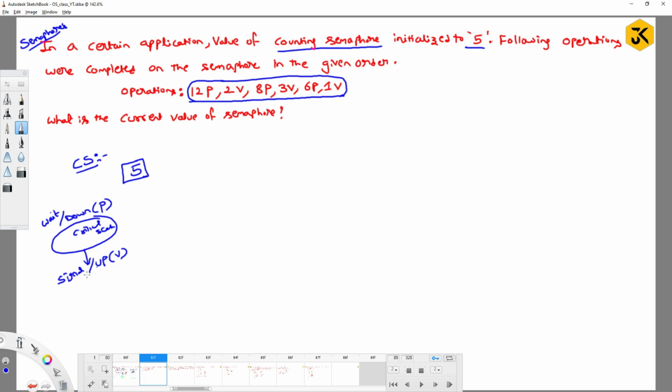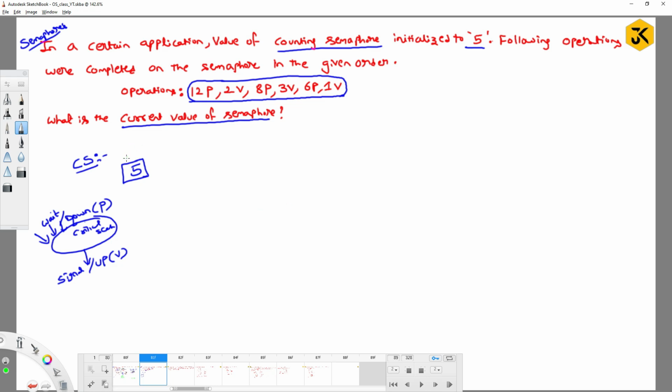Now what they are trying to do, on the outside of the critical section they are trying to perform the p operations, and on the other side of the critical section they are performing the up operation. What is the current value of the semaphore they are asking, right? So it is very simple when you understand the concept.